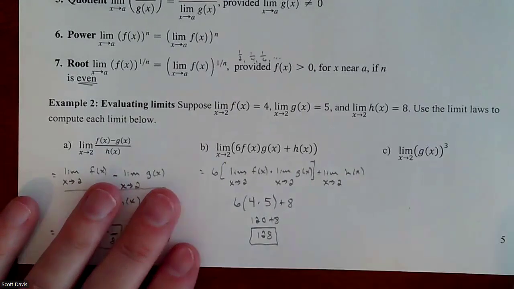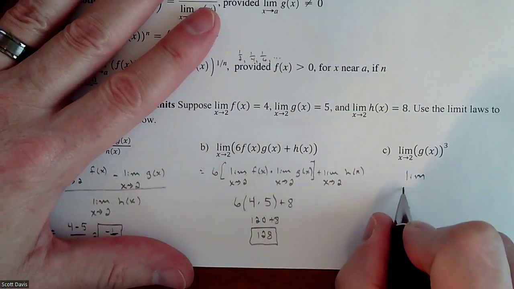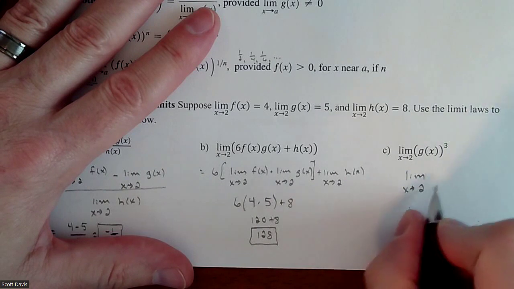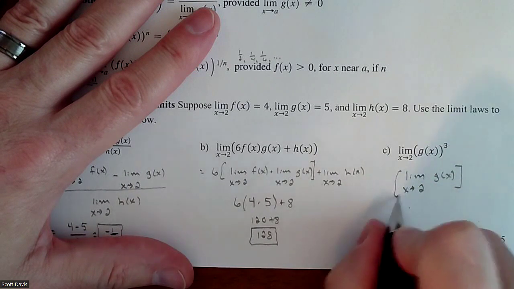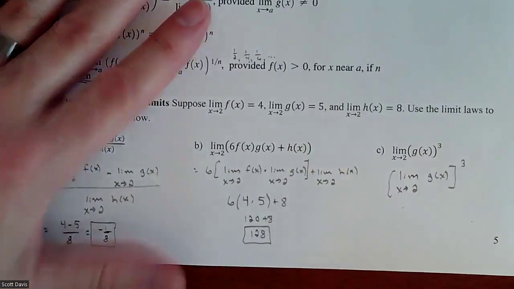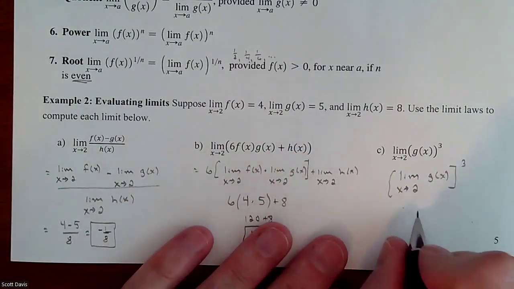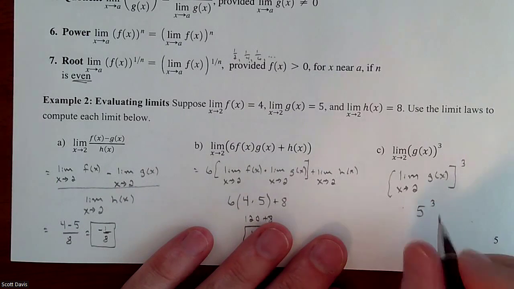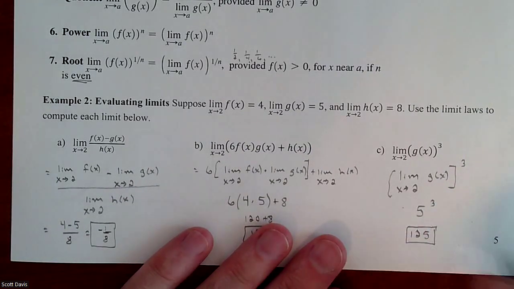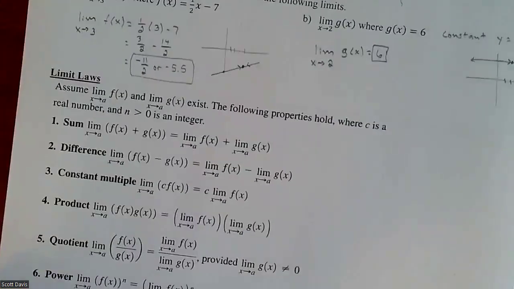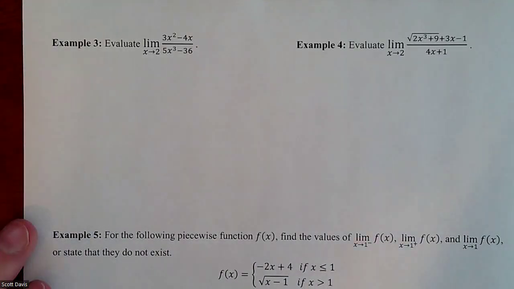All right, and then the last one is for this cube. We can do the limit as x approaches 2 of g of x, and then we can get that answer and raise it to the third power. That's the math we're looking at. So that value of g of x is 5, and 5 cubed is 125. Okay, so that's a little bit of an introduction. Then we'll start to do actual problems and see what happens with those types of things.